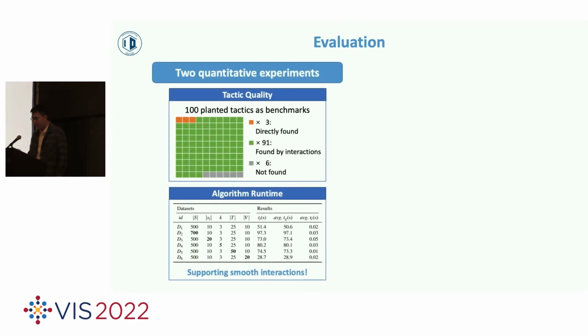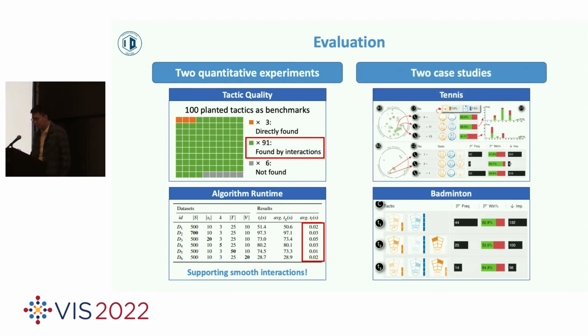So we evaluated our solutions through 2 quantitative experiments in terms of tactic quality and runtime. The experiment results show that it is necessary to include human adjustment to detect expected tactics effectively, and our system can effectively and efficiently support this task. And in our 2 case studies, 4 expert users found our solutions to be useful and intuitive.